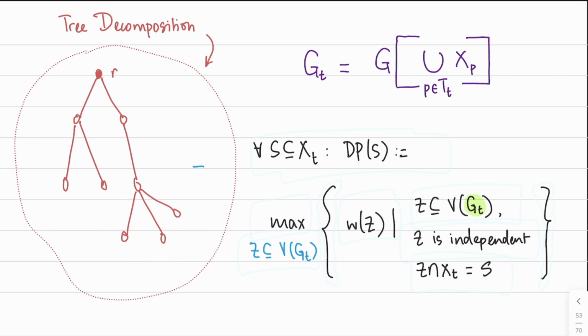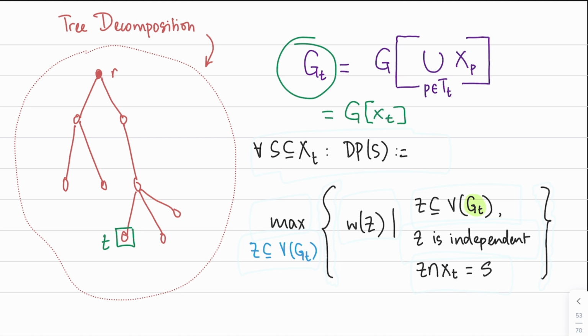So let's just identify a leaf vertex here, and let's say that's T. Then notice that G_T is simply the graph induced by X_T. There is nothing more to it because T does not have any children. Now, if we want to know what is dp of S for this leaf vertex T, notice that it only amounts to checking if S induces an independent set or not.